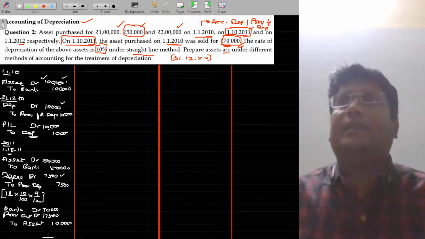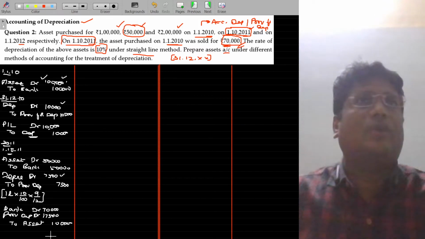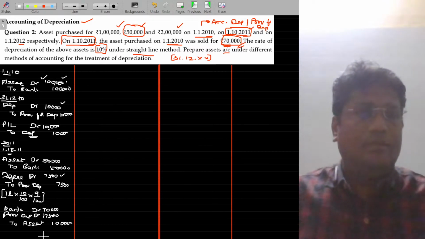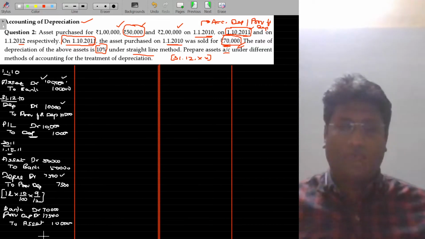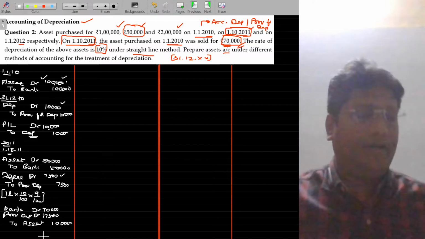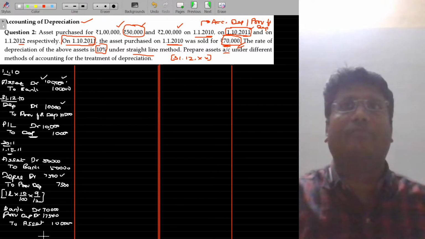Now it should tally. If it does not, then it will be named either profit or loss. In this case, on the debit side we have 87,500, but on the credit side the asset is 1 lakh. From this it is very clear there is a loss. Loss is how much? 12,500. So the 12,500 is a balancing figure.